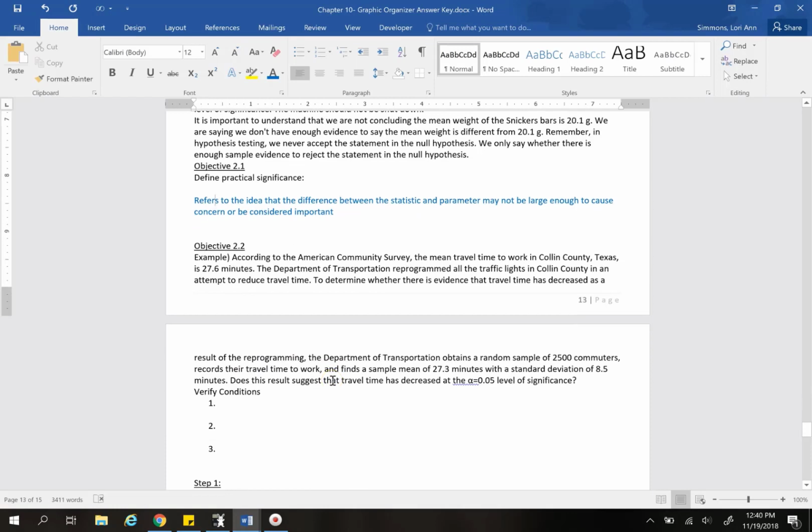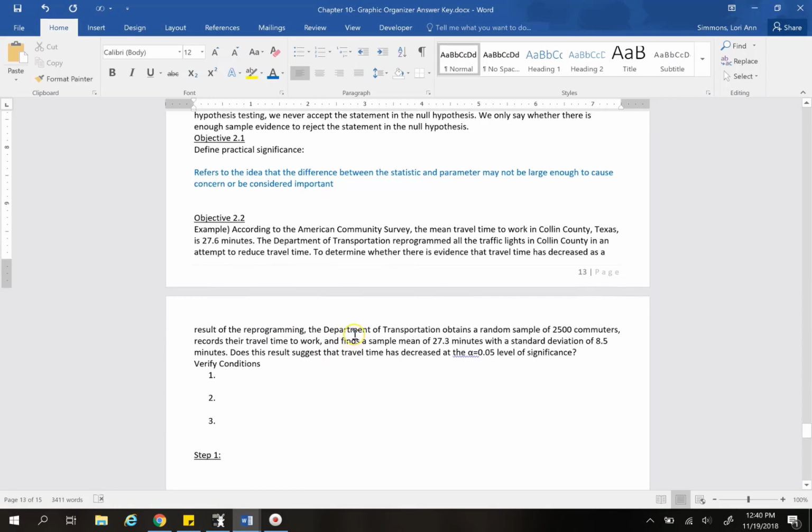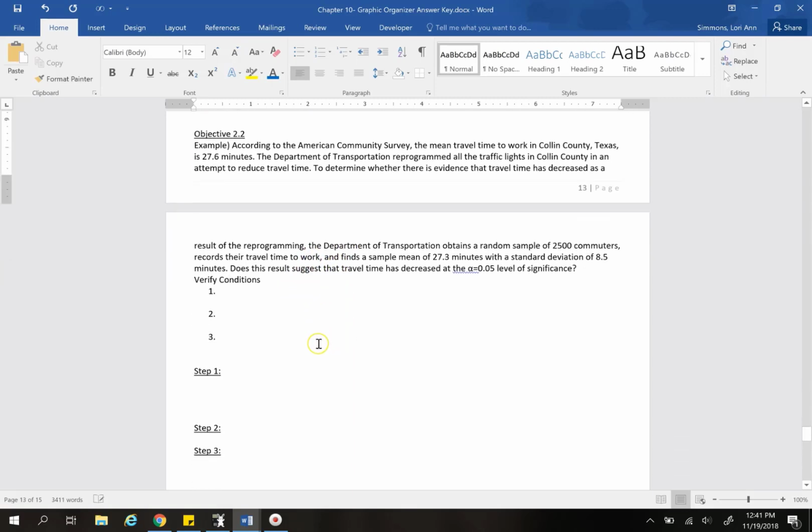According to the American Community Survey, the mean travel time to work in Collin County, Texas is 27.6 minutes. The Department of Transportation reprogrammed all the traffic lights in Collin County in an attempt to reduce travel time. To determine whether there is evidence that travel time has decreased as a result of the reprogramming, the Department of Transportation obtains a random sample of 2,500 commuters, records their travel time to work, and finds a sample mean of 27.3 minutes with a standard deviation of 8.5 minutes. Does this result suggest that travel time has decreased at the alpha equaling 0.05 level of significance?